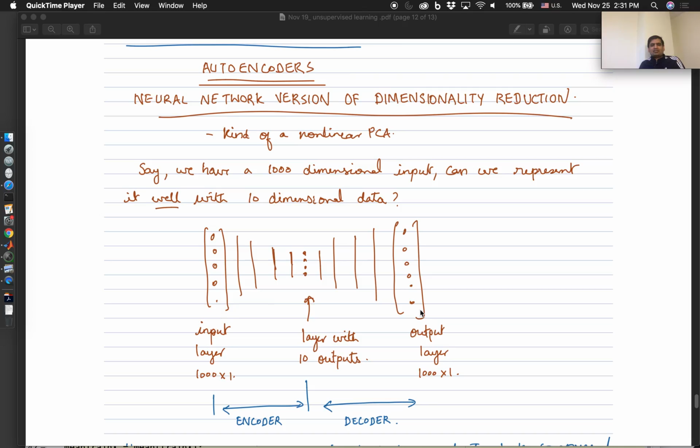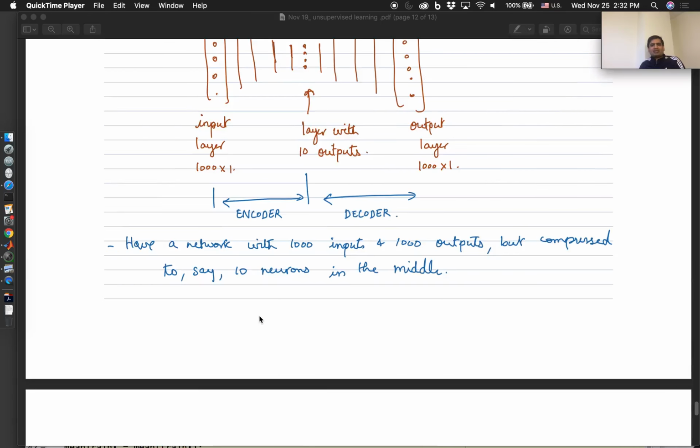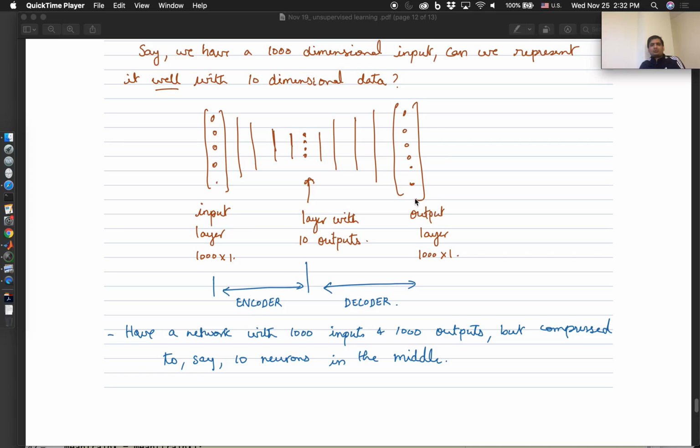This is the input layer, this is the output layer. The weights and biases of the intermediate layers are unknown. And we try to solve for them in a manner that the output is as close to input as possible. Okay, so that's the idea. We try to, for instance, minimize output minus input squared, basically mean square error between output and input.